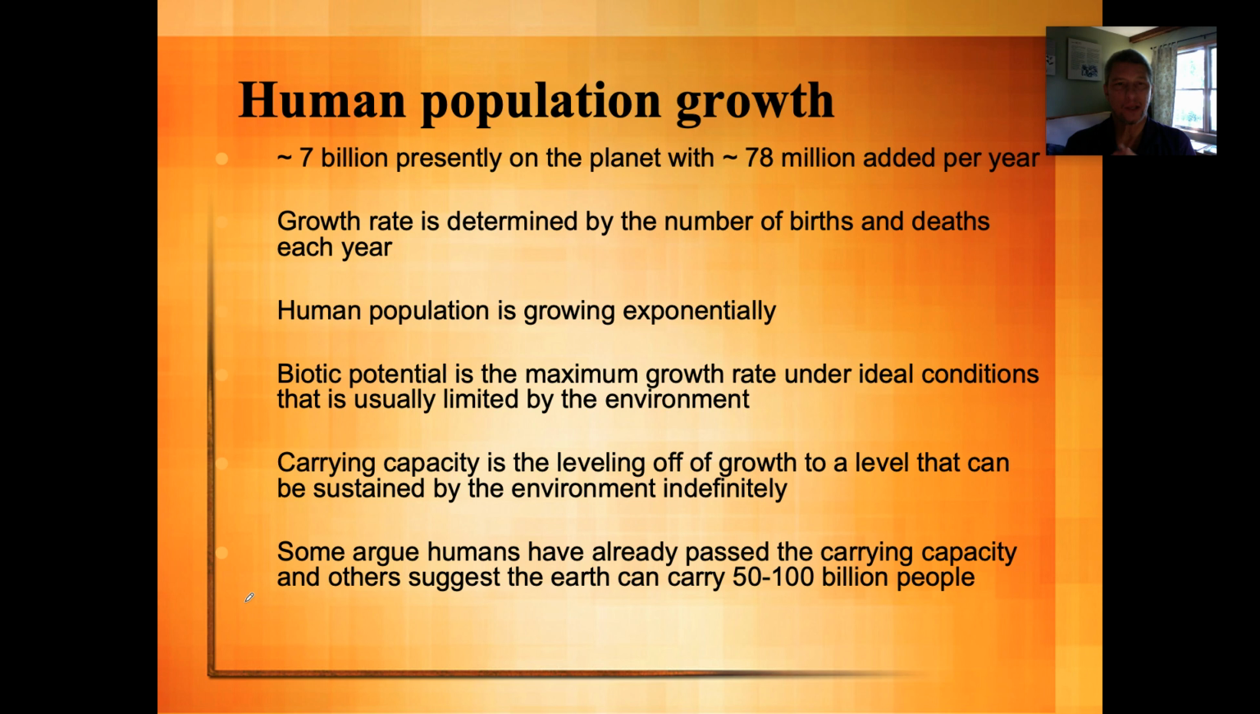Now, why is this a concern for biologists and specifically ecologists? Well, the answer is that there is something that we call the biotic potential. And this is what we call the maximum growth rate under ideal conditions. And typically, this is limited by the environment. Now, in a natural population of deer or raccoons or wolves, this potential is defined by the amount of food that's available, the amount of living space that's available, and potentially the number of predators that are around to cull the population.